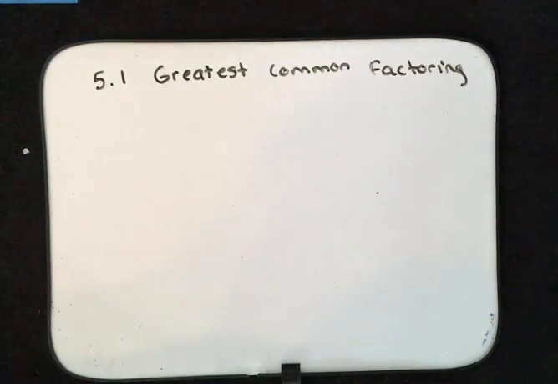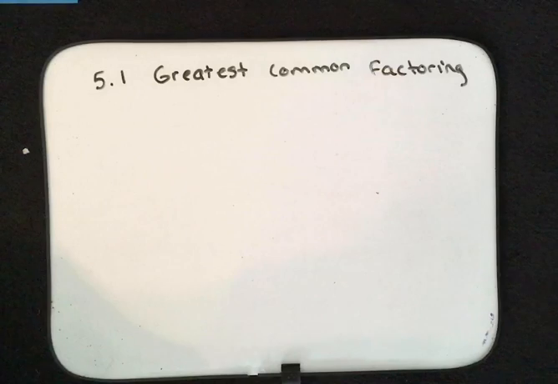Factoring using the greatest common factor. That means we're going to look at all of the components of the equation or expression, and we're going to pull out the largest thing that is in common between each term.